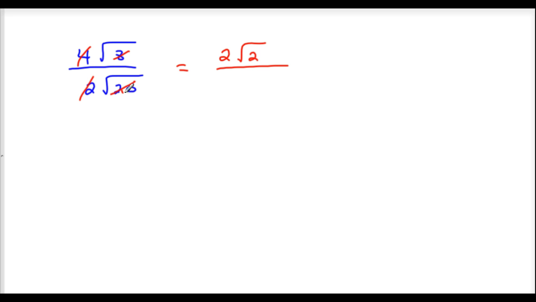What can I divide radical 20 by? 4, and I'm left with radical 5. Can I leave it like this? No, I have a radical in my denominator. Okay, how do I get rid of this radical 5 in my denominator? Beautiful. Multiply both numerator and denominator by radical 5.